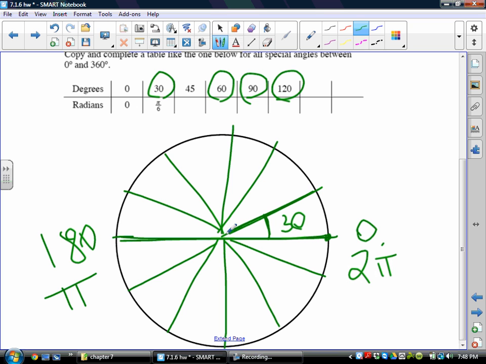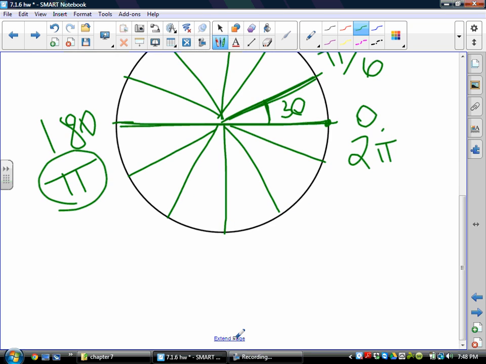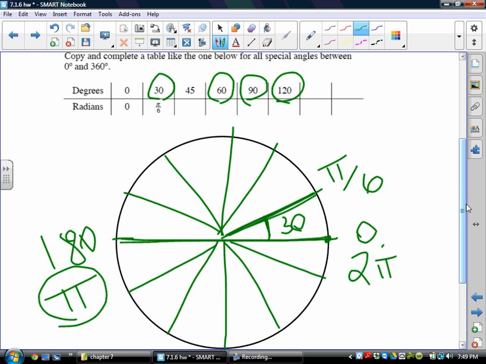So I know this piece right here is 1/6 of our pi radians. So 30 degrees is going to be pi over 6. Let's keep everything in terms of our denominator being 6, because that's going to be easier, and then we can simplify from there. So 60 degrees is going to be 2 pi over 6. 90 degrees is 3 pi over 6. 120 degrees is going to be 4 pi over 6. The next would be 30 more degrees, 150 degrees, which is 5 pi over 6.